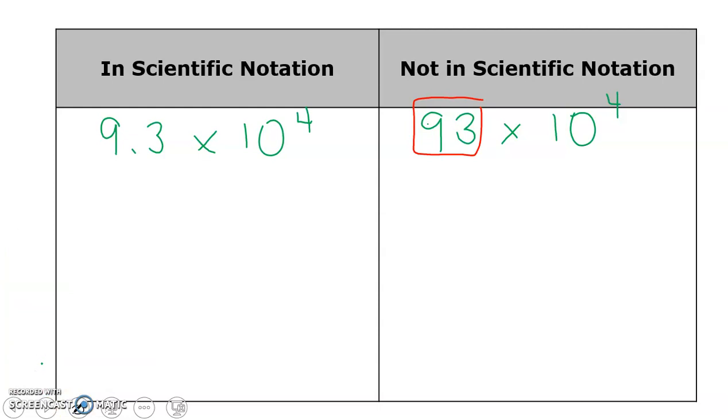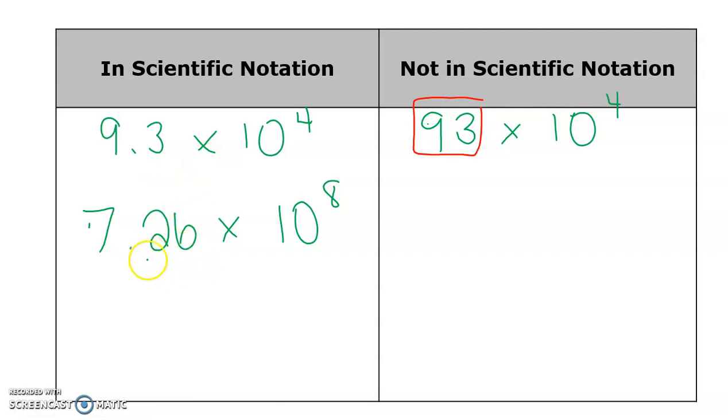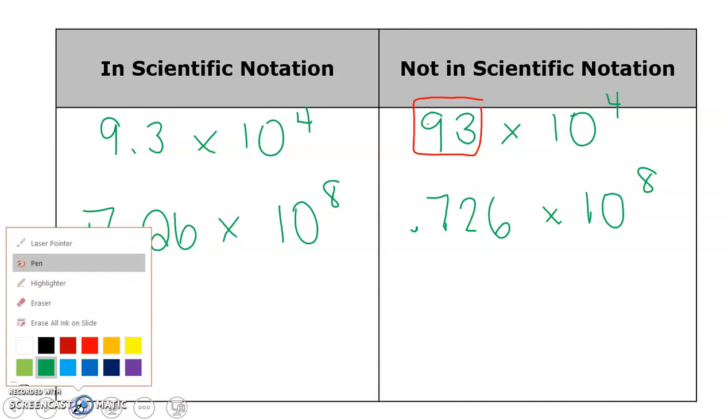Then another example in scientific notation, like 7.26 times 10 to the eighth power. It's okay that there's more numbers after the decimal, but I just need that 7.26 to be bigger than 1 and smaller than 10. So if I made it 0.726 with the decimal out front, it would again not be in scientific notation.